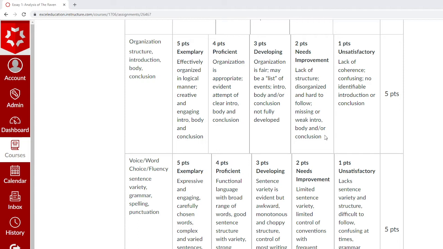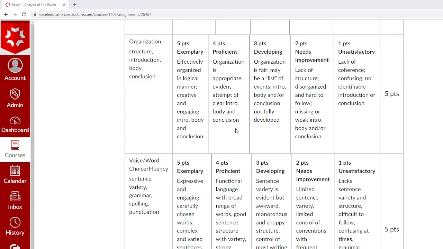So you want each paragraph to focus on one idea. If you float back and forth in your body paragraphs without a focus on one idea, you're going to score closer to a 2 or 3 on the rubric. So you see again, it's lack of structure and disorganized, hard to follow. Over here, it says organization is fair, but it might be a list. They're not fully developed. If you have all your evidence located in the body paragraph with the correct topic sentence, then you're more likely to score that 4 or that 5 because there is evidence of an attempt to have a clear introduction, body, and conclusion.